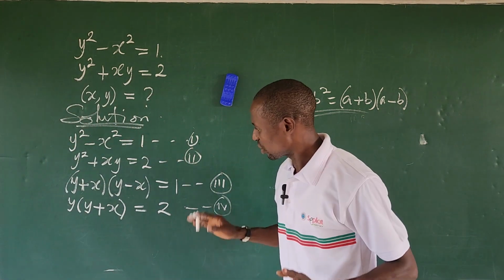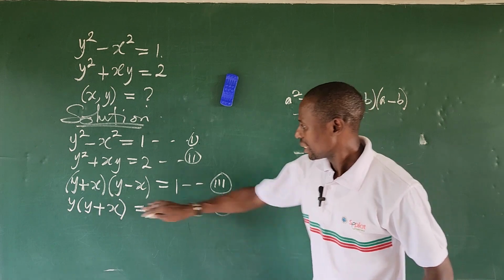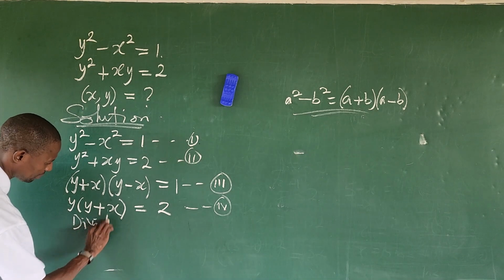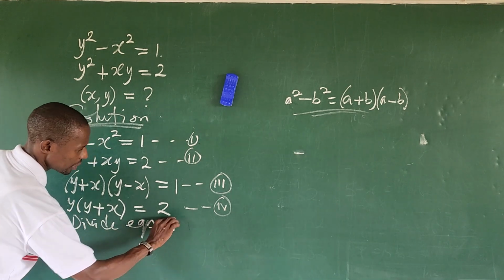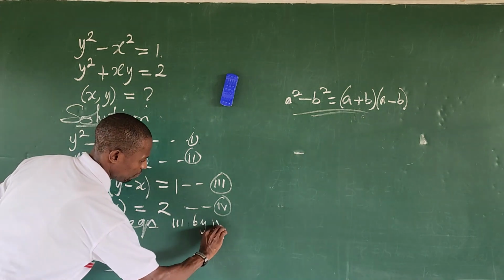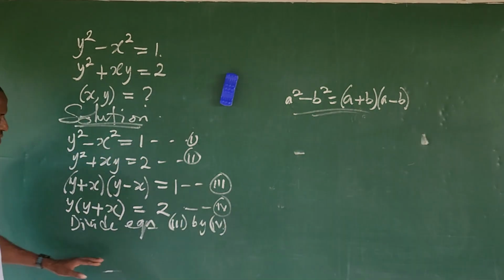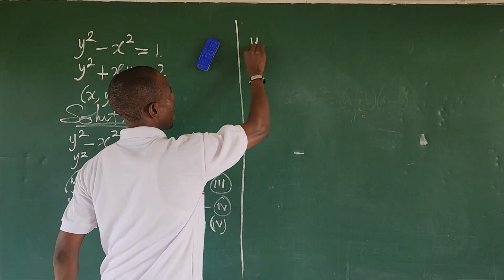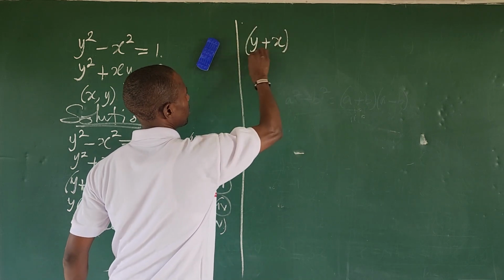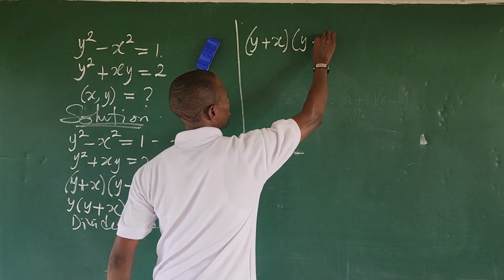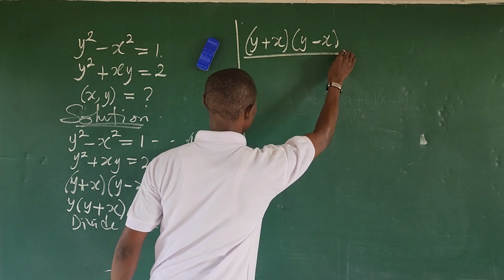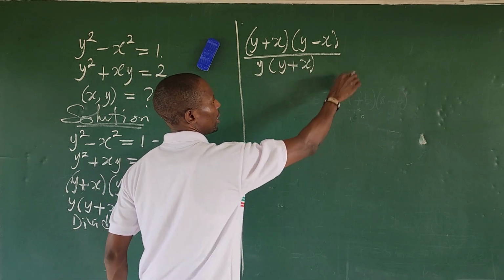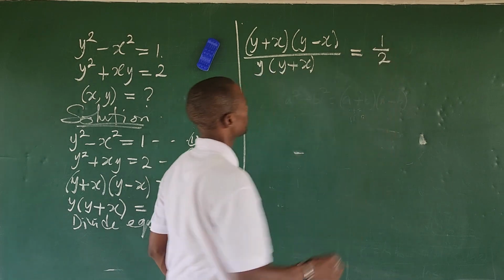Good. Now, if you look at equations 3 and 4, we can do something from here. Divide equation 3 by equation 4. So if we do that, what will become of this expression? We have (y plus x)(y minus x) all over y times (y plus x), is equal to 1 over 2.